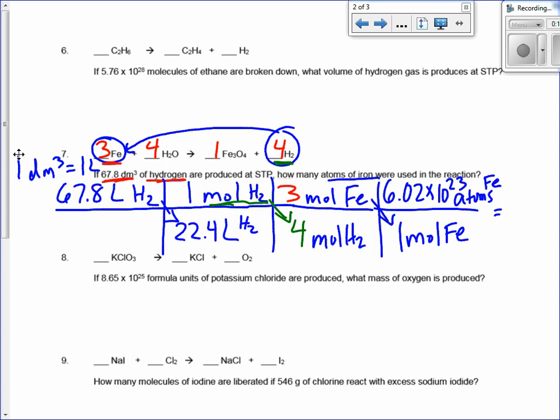So, now we have it set up. Is everything going to cancel? Well, let's check. Liters of hydrogen, liters of hydrogen. Moles of hydrogen, moles of hydrogen. Moles of iron, and look what I'm left with. Just atoms of iron, which is what I want. Now, how many sig figs should we keep in our final answer? 3. 3, because we start with 3.